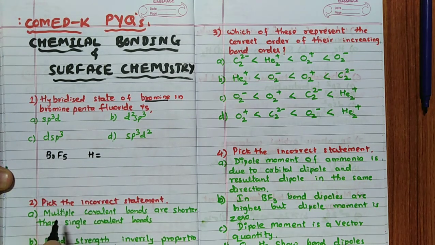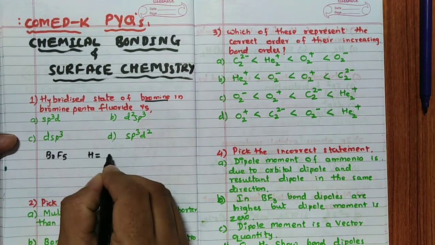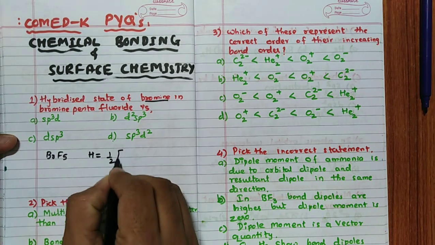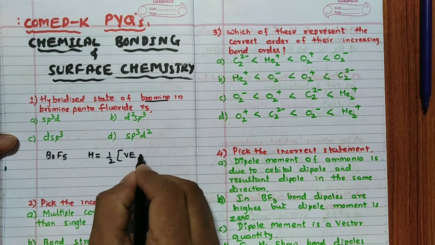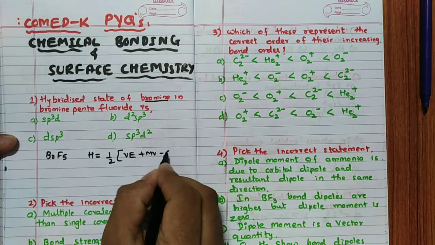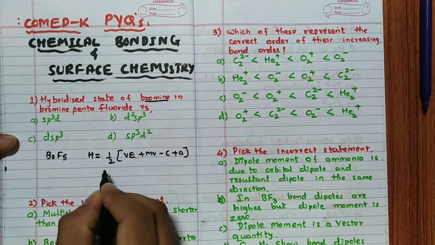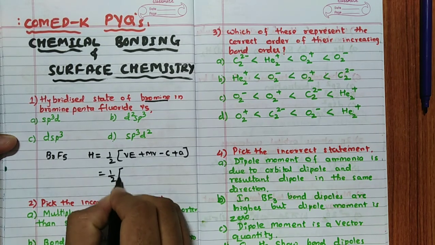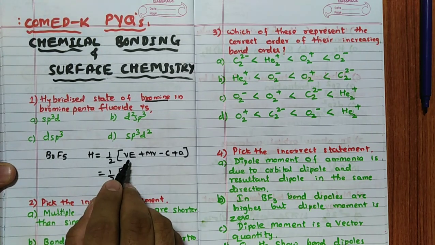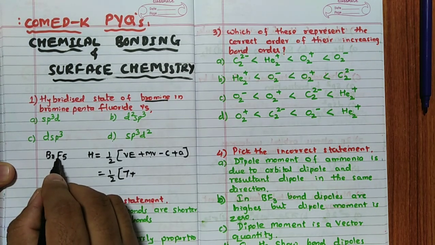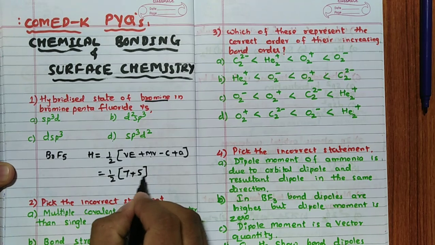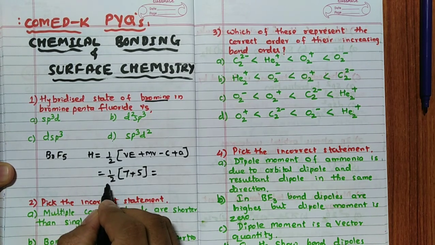Hybridization is calculated with the help of the equation, remember, that is, in this particular case, H is equal to half into valence electron plus monovalent atom minus cation plus anionic charge. So half into valence electrons are, remember, bromine it is 7 plus monovalent it is 5 because halogen is there, 5. Divided by 2 is 12, divided by 2 is 6.